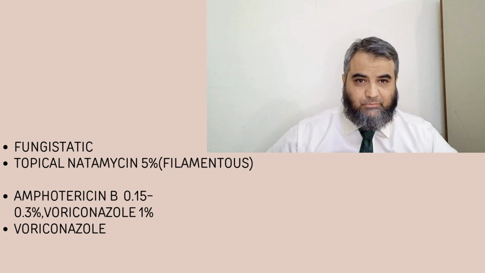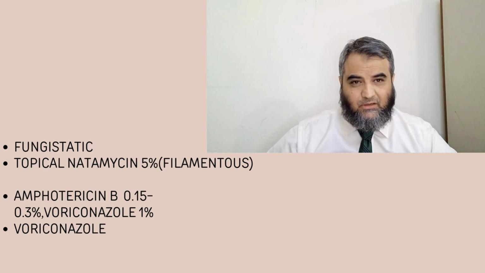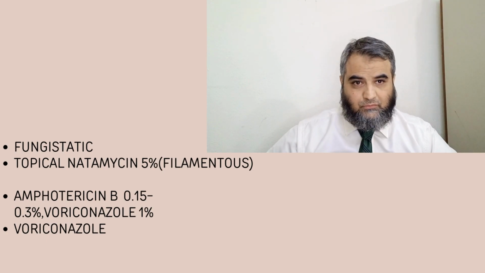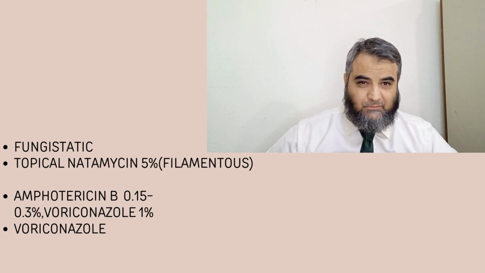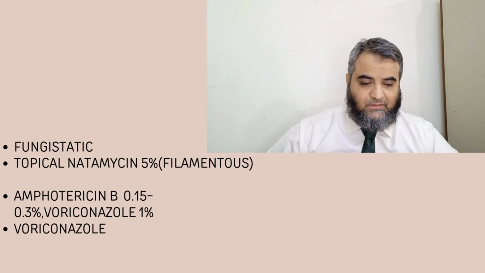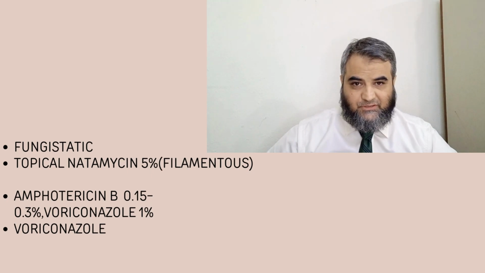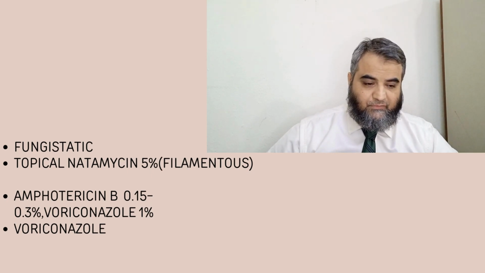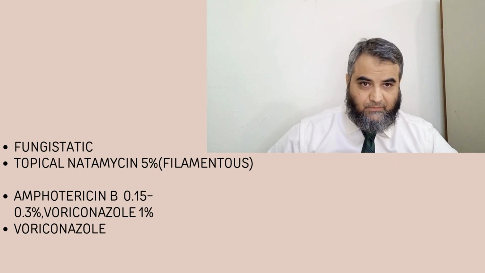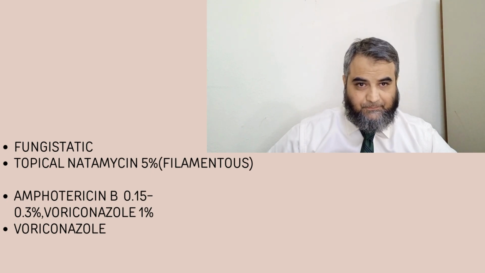When we talk about the treatment, the different antifungal medicines are all fungistatic. No one is fungicidal. That's why they take a lot of time to be effective. Topically, commercially, only natamycin 5% is available for filamentous fungus. And then we can also prepare amphotericin B 0.15% to 0.3% and voriconazole 1%. We can prepare these in our pharmacy, and these topical medications can be added to the oral voriconazole medication.